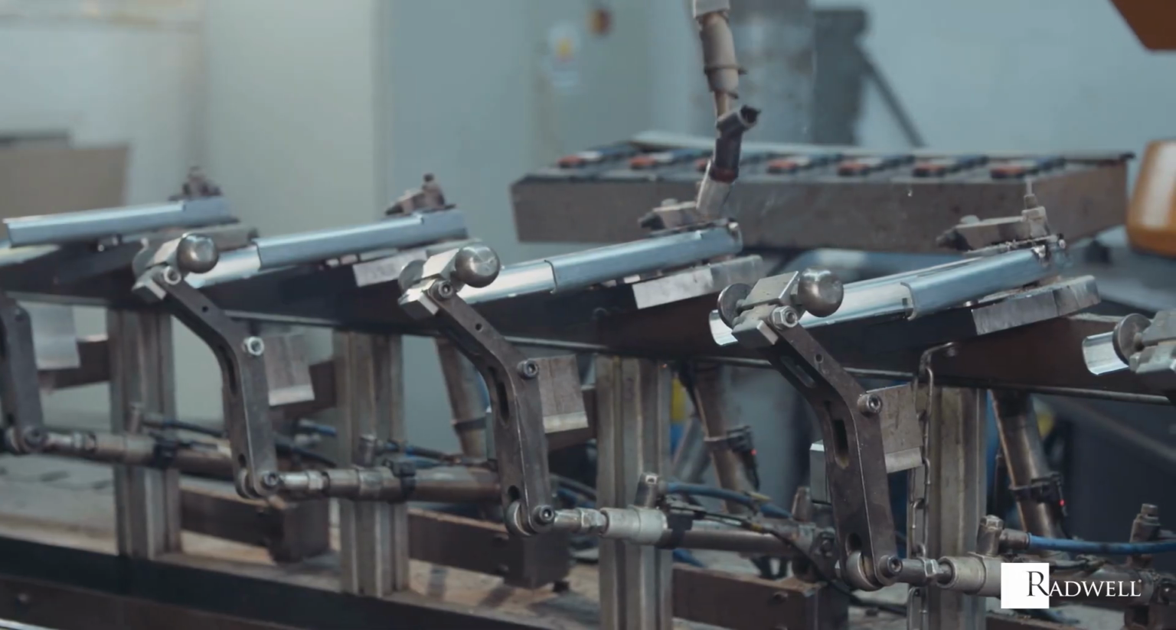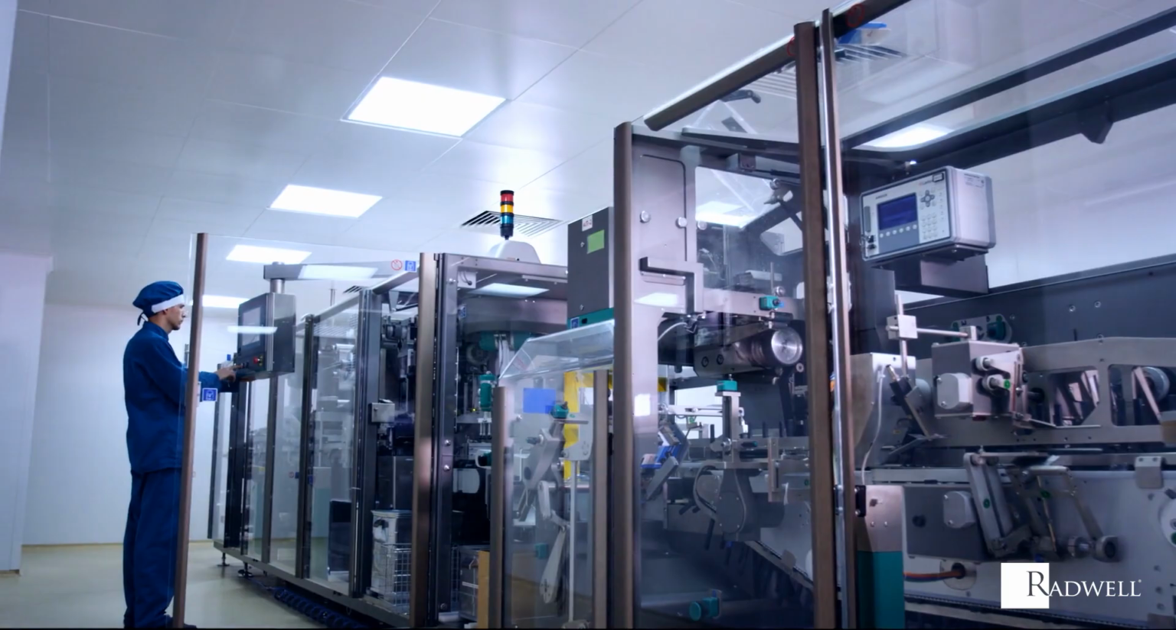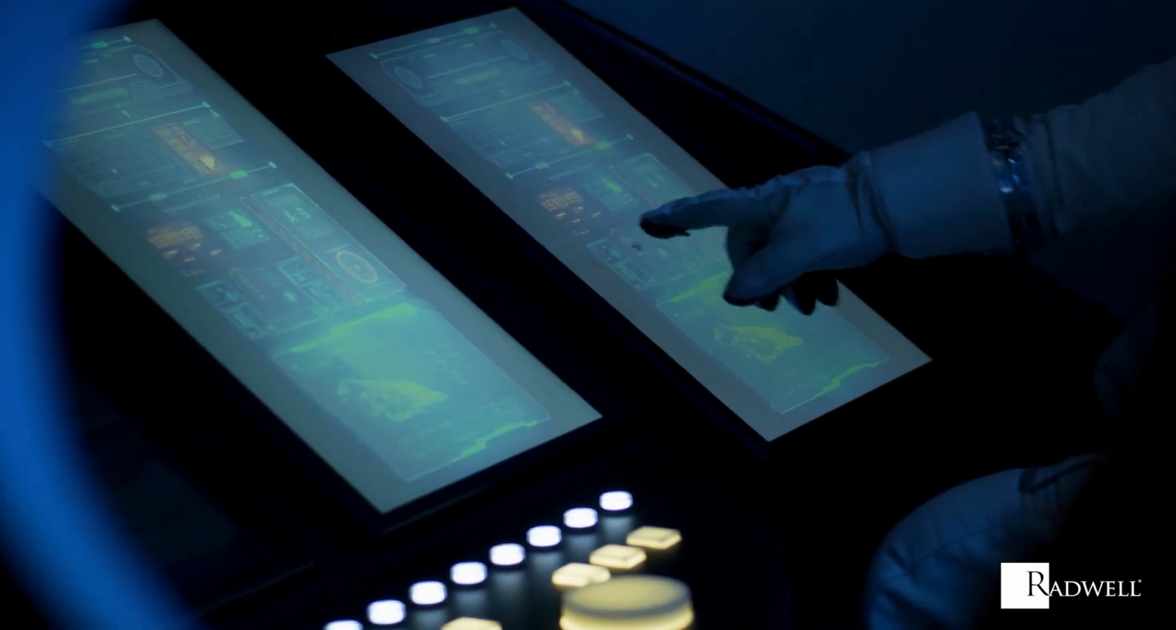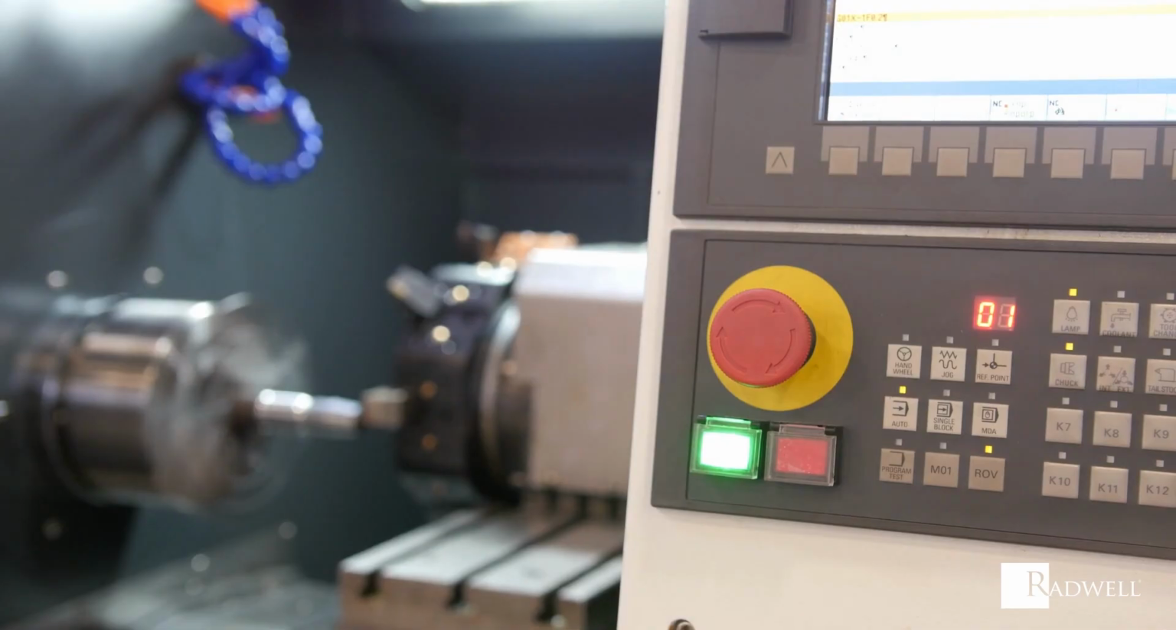Adaptive control systems are used in a variety of industries, including manufacturing, automotive, aerospace, power generation, and CNC machining.